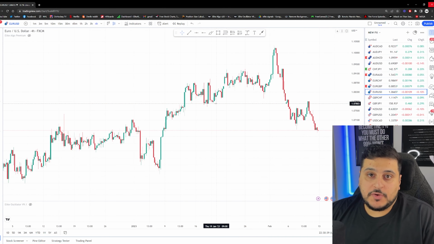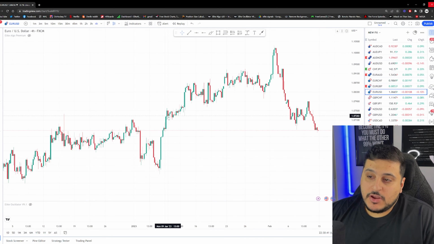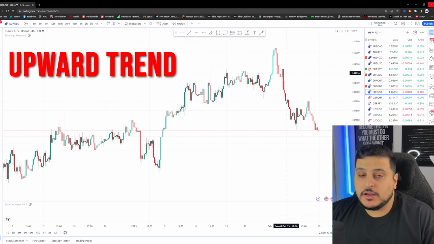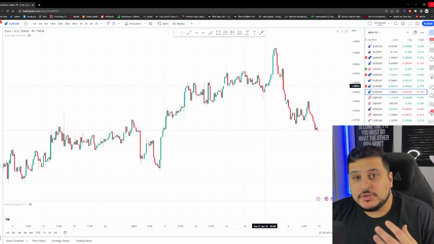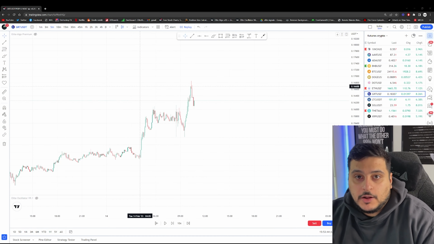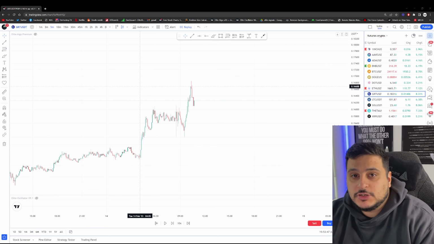Versus something like this chart right here, where we would trade because we see very clearly that it is in an upwards trend, and we could have had multiple positions that we could have bought in here and made a lot of money trading.